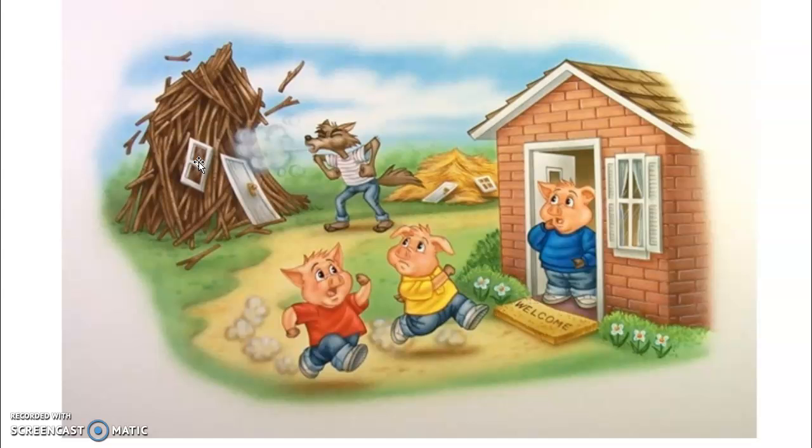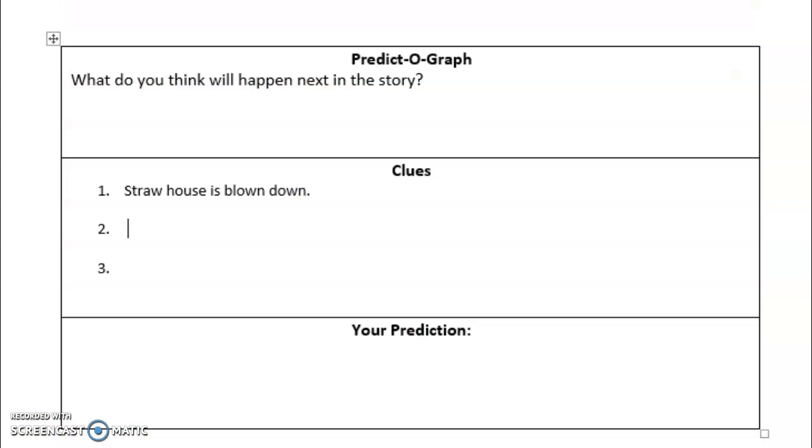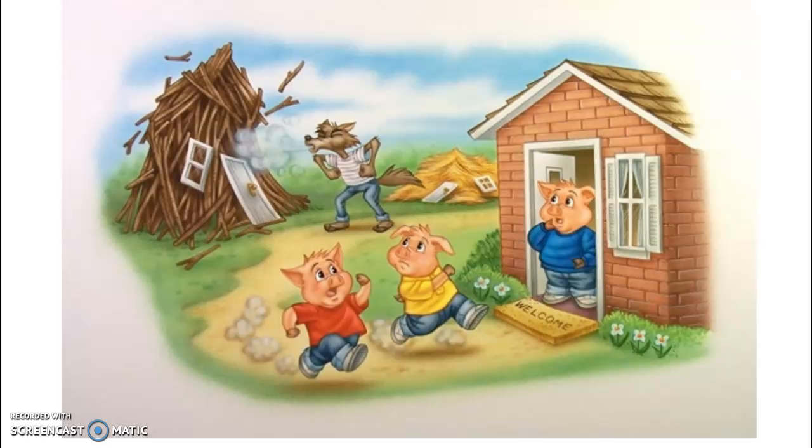So let's go back to our predictograph and put down that we have clue number 2. So I'm going to go ahead and type that in. We're going to type in, and you guys would be writing this, stick house is being blown down. I might even put an exclamation mark in there. There we go. That's my clue number 2. All right, I bet we can find at least one more clue in our picture here as far as what could happen next in our story.